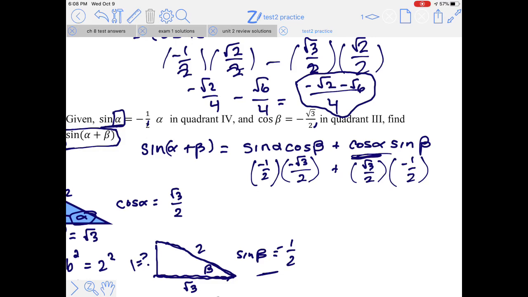And then multiplying these together, negative times the negative is positive, so we have positive root 3 over 4. Minus root 3 over 4. This is cool. So what's the exact answer? Zero. Nice.